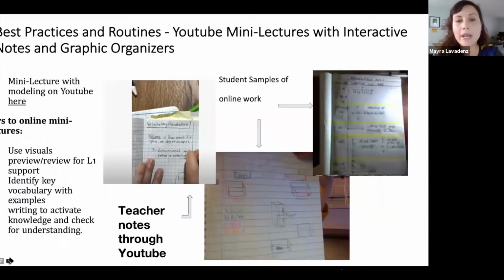Now, although I can't have that constant one-to-one interaction with the notes, what I've been doing is creating a mini lecture on YouTube that is similar to how I did that routine in real life. I have them do their output first, their thoughts on it. I give them think time and tell them, you can always pause the video. And then we go through and create these notes.